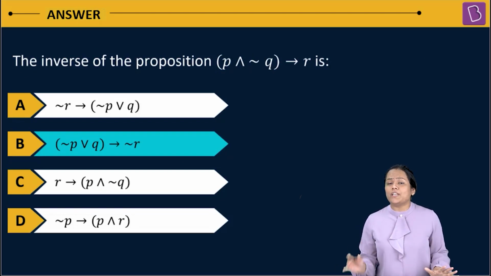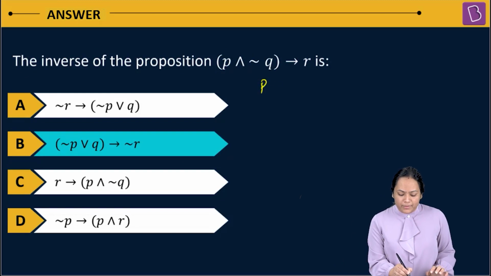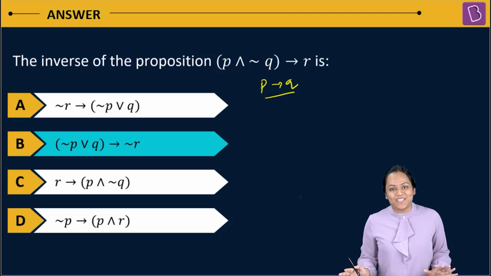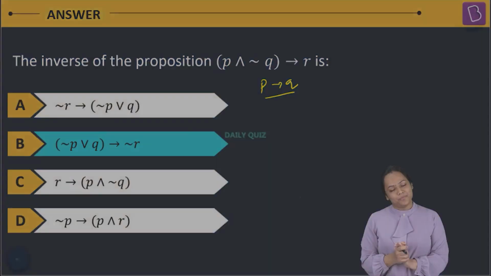A really simple question, you just have to remember what is the inverse of P implies Q. Don't forget, what is it? Well, it's negation P implies negation Q. Clear, guys?